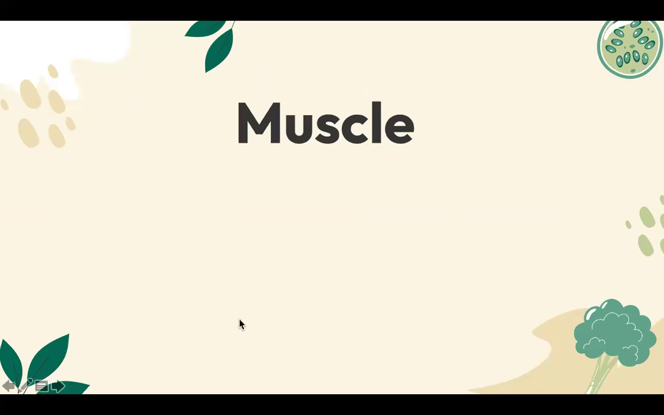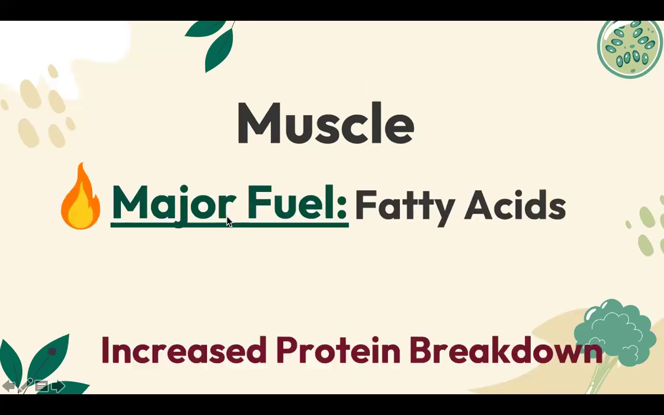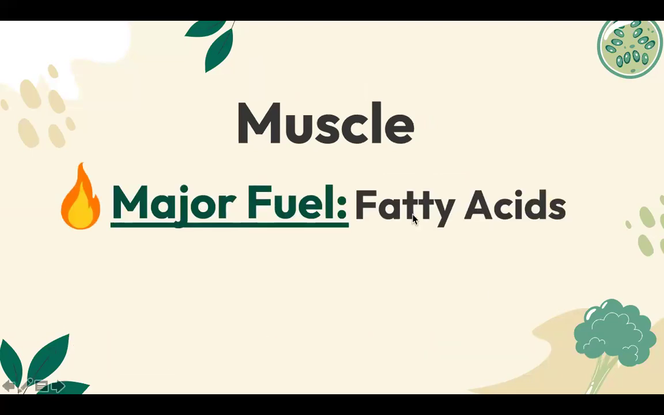Okay, now moving on to muscles. Muscles also have fatty acids as their primary energy source. Where do we get these fatty acids again? We get them from adipose tissue breaking down fats.